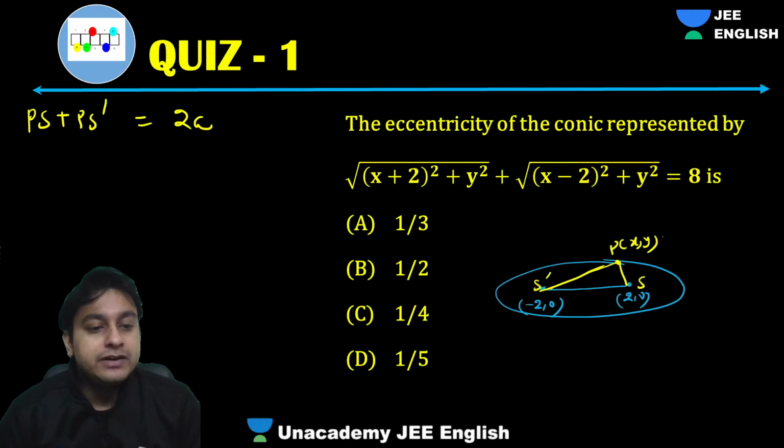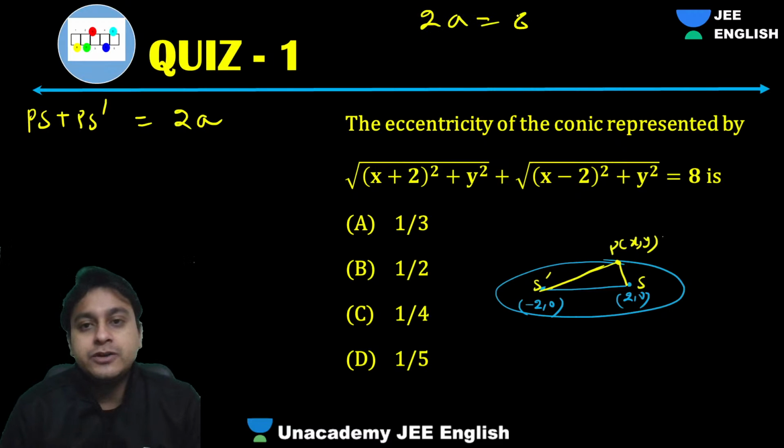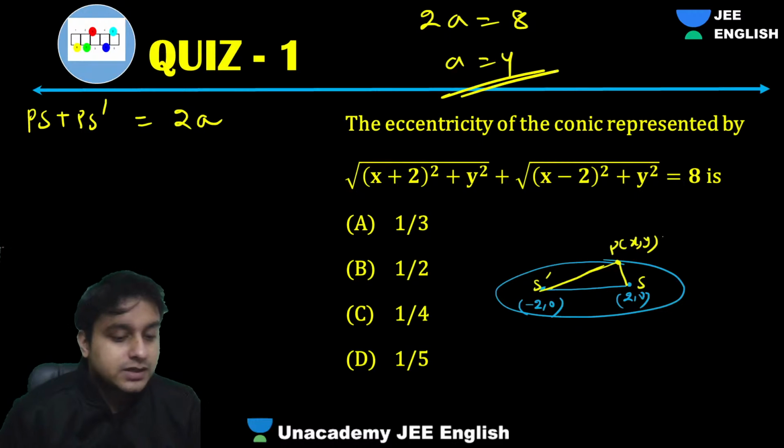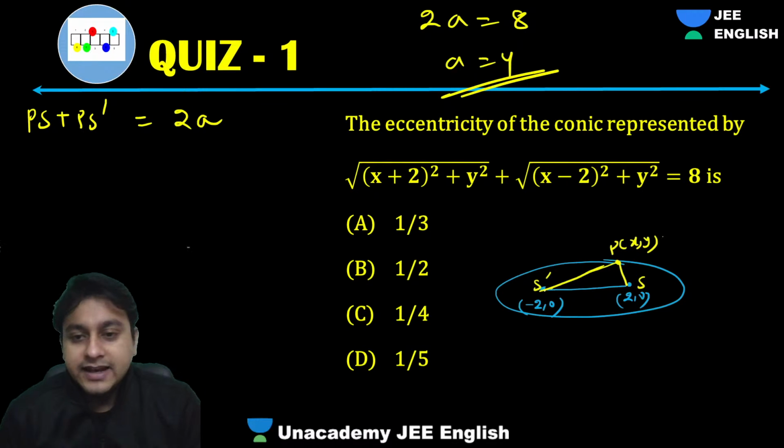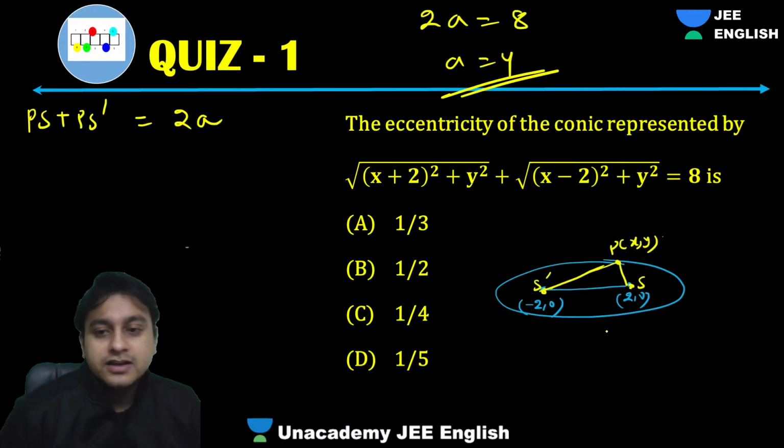So what will happen, everyone? Tell me. This is coming as 2a. So finally, directly you can say here 2a equals 8, a equals 4. Great. Easy. Next. Guys, can I say the distance between the foci is what?